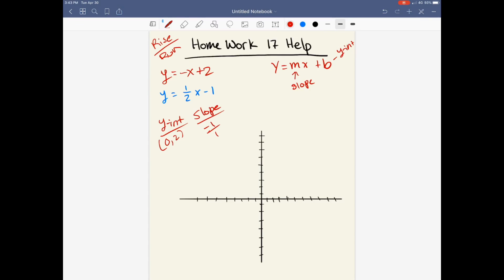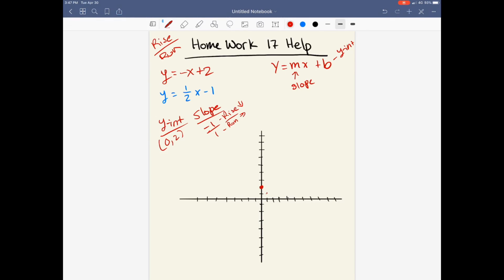That means that the rise is negative 1 and the run is positive 1. So we're going to go down 1, to the right 1. We'll start at 0, 2. And remember, this graph is hand drawn, so it might not be super accurate, but we should be able to get close to the answer. So 0, 1, 2 is right here. Now we have to follow the slope. The rise, as we said before, was negative 1, so we go down 1 and then to the right 1.